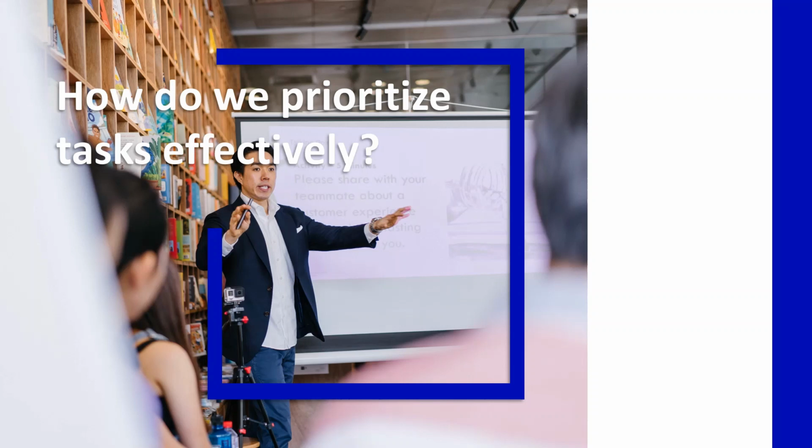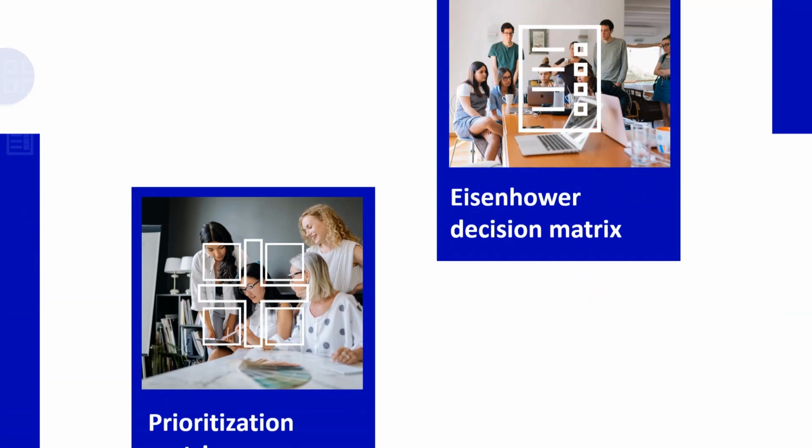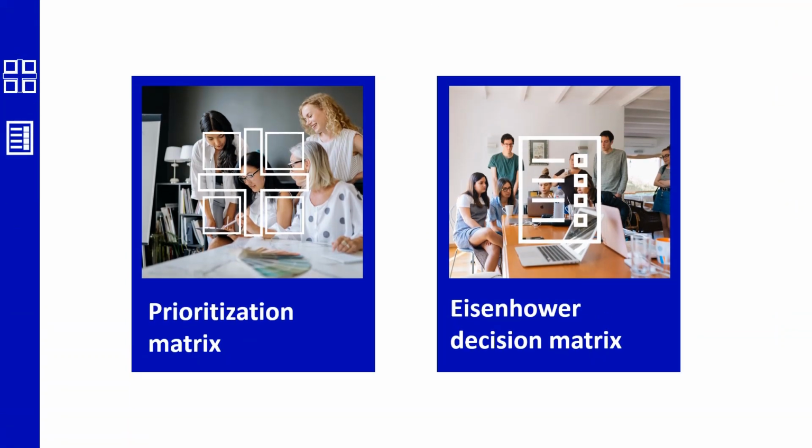There are several techniques and tools that can help you to prioritize your tasks. Some of these include using a prioritization matrix and applying the Eisenhower decision matrix. Let's take a closer look at each of these techniques.